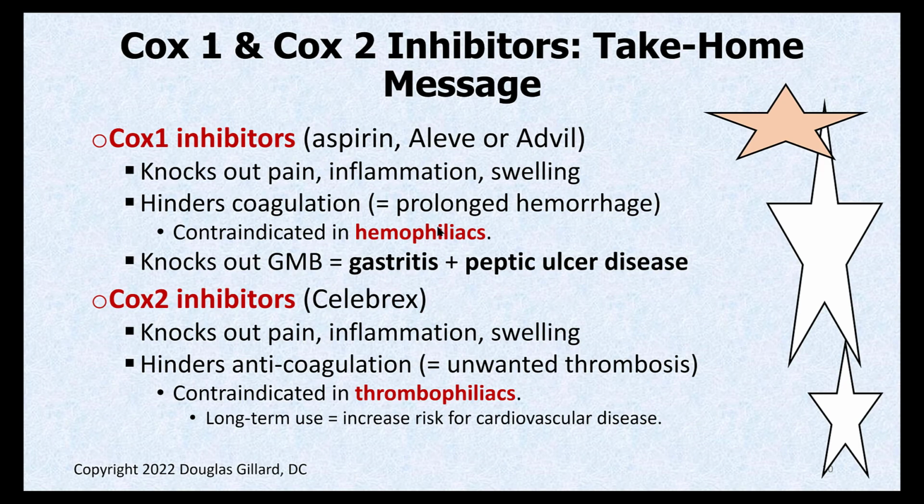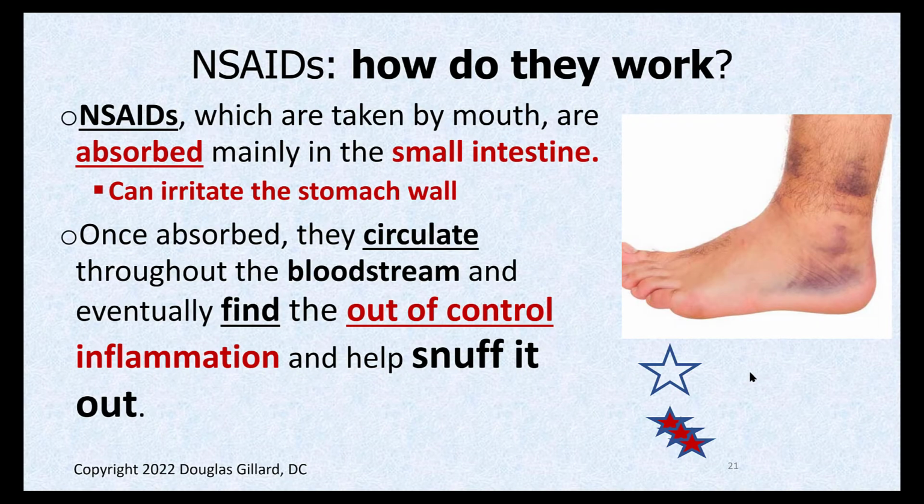And then who are the COX-1 inhibitors? We know these. These are over the counter. Aleve, Advil, aspirin. These are all COX-1 inhibitors. Now, over the counter is not prescription strength. If you get prescription strength medicine, you can take this in higher doses, but it's the same molecule. Right? We already said it hinders coagulation, contraindicated in hemophiliacs. COX-2 inhibitors hinder anticoagulation and are therefore contraindicated in thrombophiliacs. So make sure you know that, play it back, and hopefully you'll be able to figure that out.